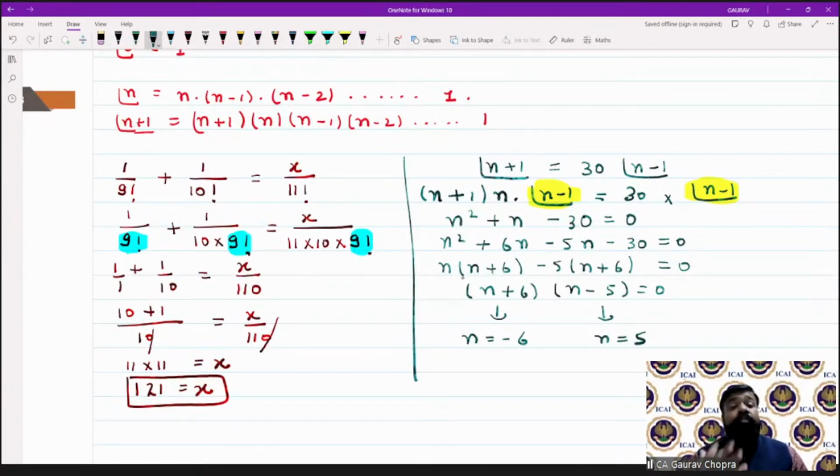Now, number of ways, number of possibilities, can it be negative? No, negative is not possible. So n equal to minus 6 is not possible. Therefore, the correct result will be n equal to 5.